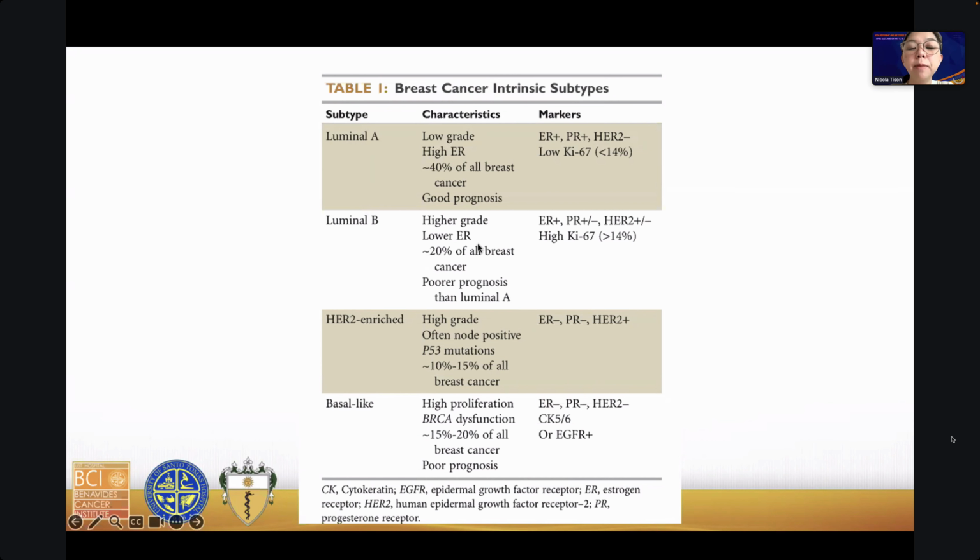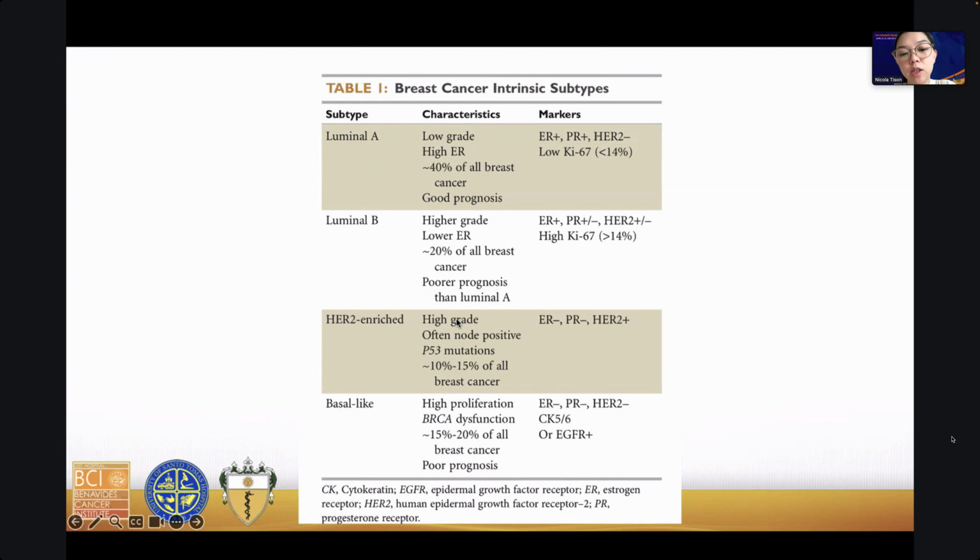Luminal B, similarly, would be estrogen receptor positive. It might be as high. Progesterone receptor may be positive or negative, and HER2 may be positive or negative. Ki-67 would be high. So compared to luminal A, luminal B cancers would have poorer prognosis.